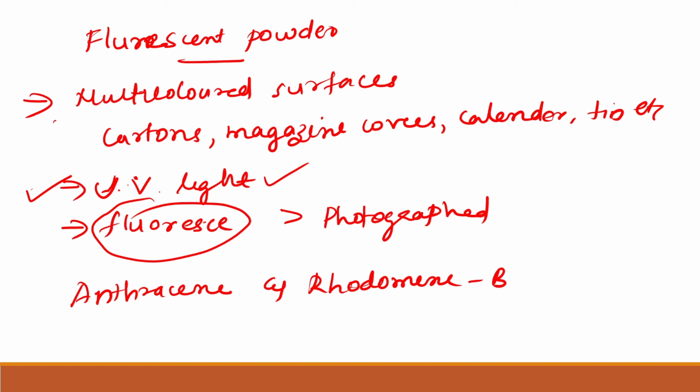Then the last one is fluorescent powder. Fluorescent powder will give the best result on multicolored surfaces such as curtains, magazine covers, calendars, tin, etc. After developing, you should move this to a dark room and expose it to UV light, so that it will show a fluorescent property. After that you can photograph it without any interference from the colored background. Some examples of fluorescent powder are anthracene and rhodamine B.